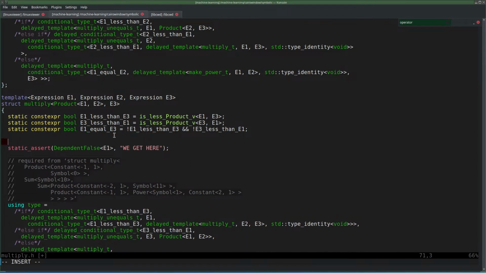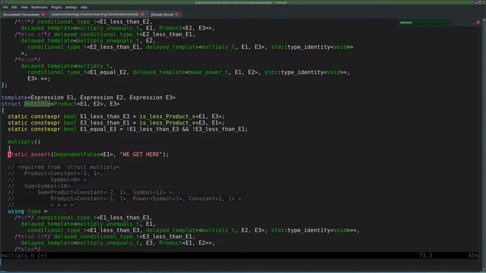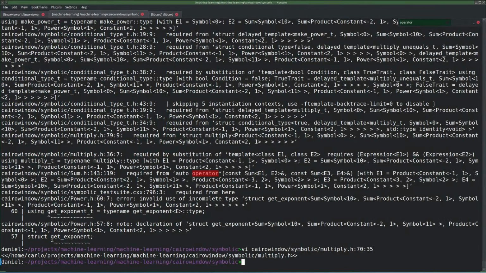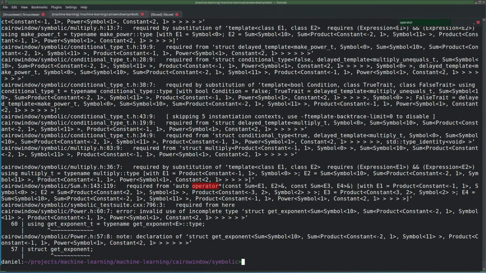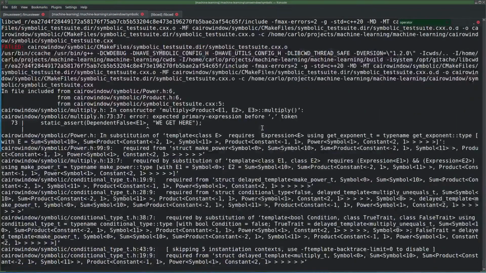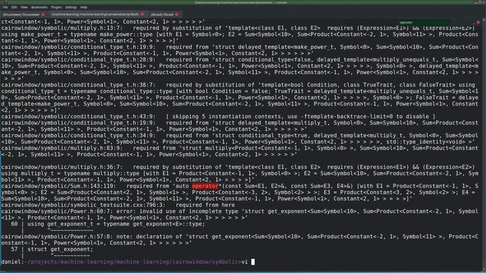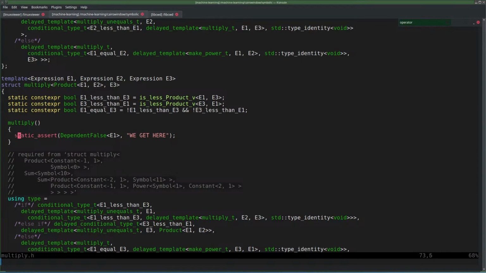I doubt that works if I just add a constructor. But who knows? Let's try this. Oh, we get here. And still, that's the same error. Oh, wait a minute. That is something different. I forgot to add the value here.